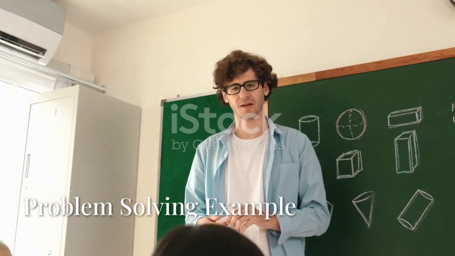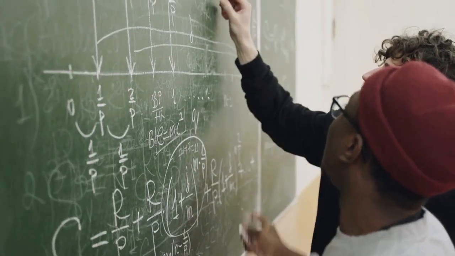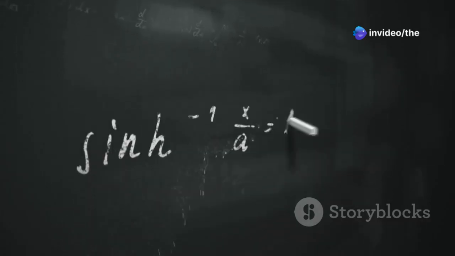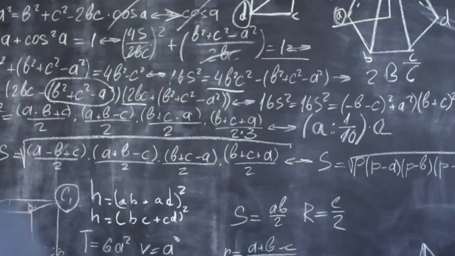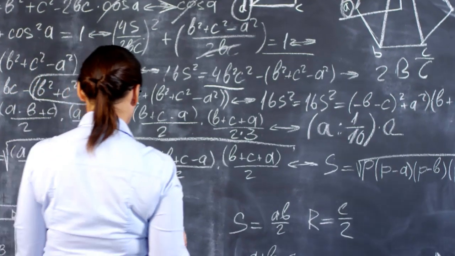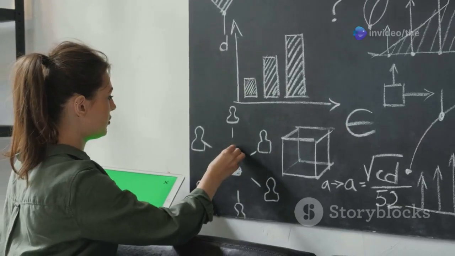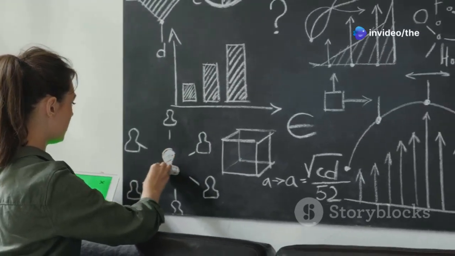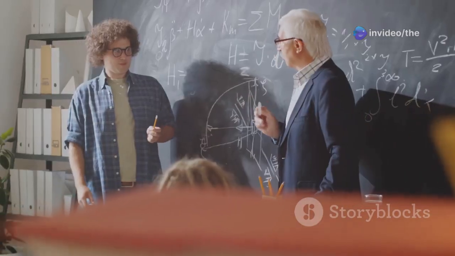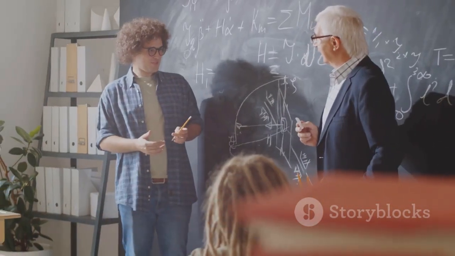Let's try a problem together. Suppose G is a group of order 28. How many Sylow 7-subgroups does G have? Using the third Sylow theorem, the number of Sylow 7-subgroups divides 28 and is congruent to 1 mod 7. The divisors of 28 are 1, 2, 4, 7, 14, and 28. Which of these are congruent to 1 mod 7? Only one. So, G has exactly 1 Sylow 7-subgroup. This means the Sylow 7-subgroup is normal in G. Cool, right?